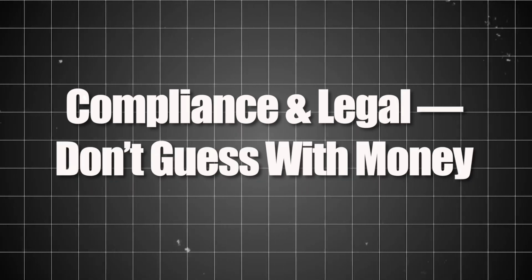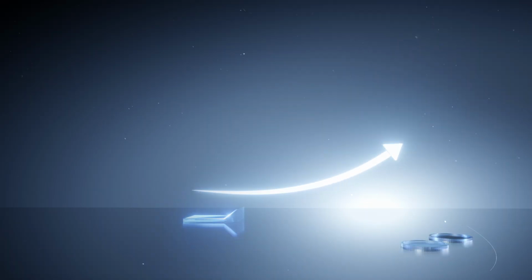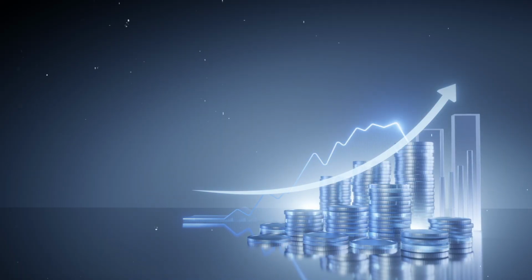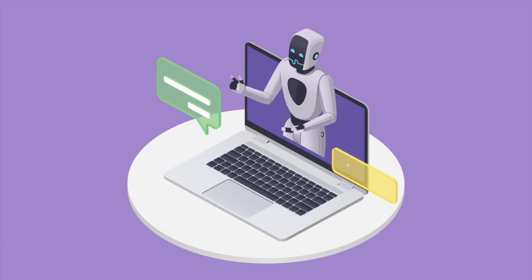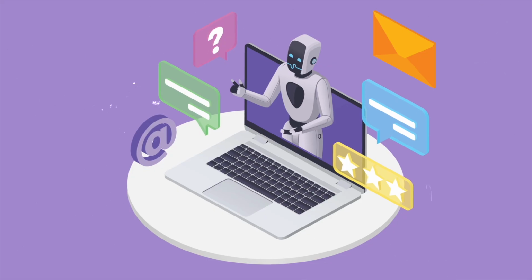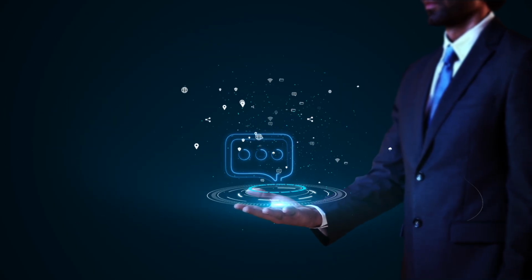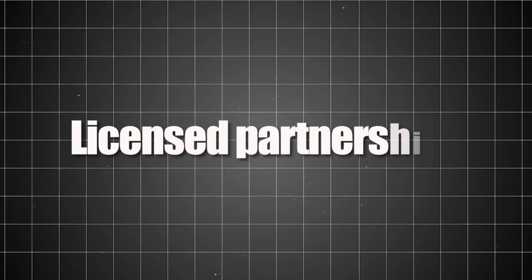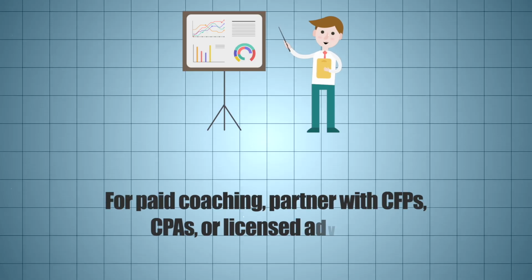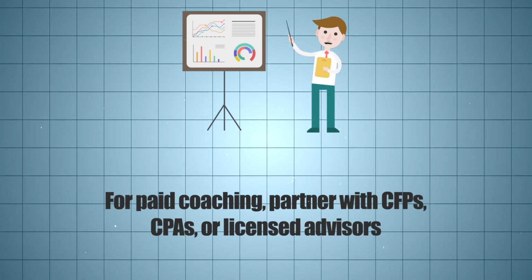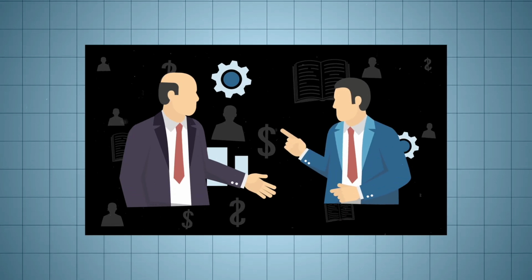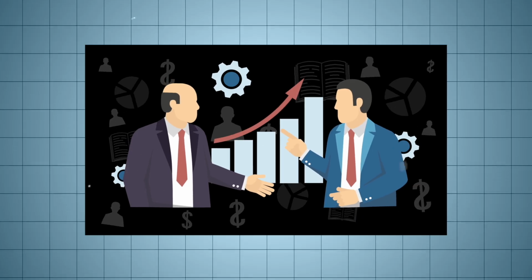Compliance and legal. Don't guess with money. Financial guidance is regulated. Your product must be explicit about scope and liability. Clear disclaimers: the bot provides educational and informational advice. Anything that qualifies as regulated advice must be delivered by a licensed professional. Licensed partnerships: for paid coaching, partner with CFPs, CPAs, or licensed advisors. Use proper contracts and ensure they carry professional indemnity insurance.